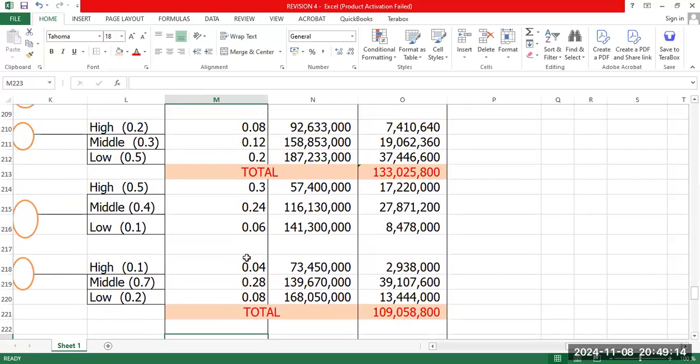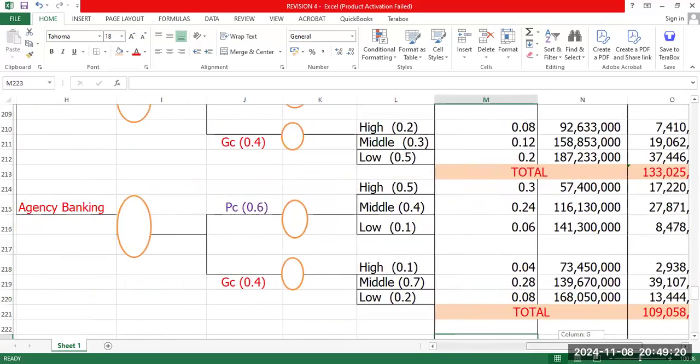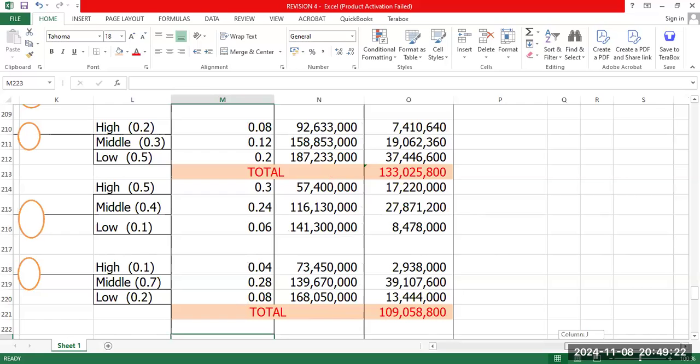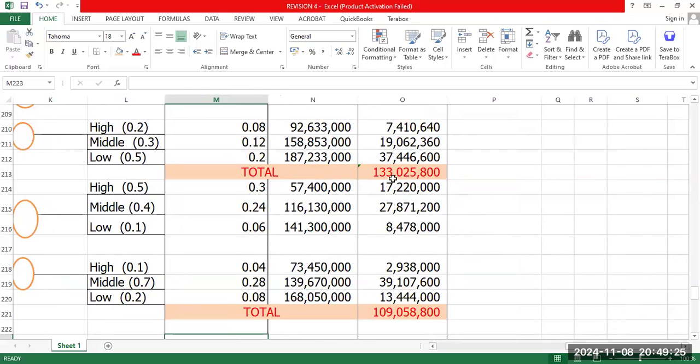So it means that you will just need to conclude and say that the expected profit from introducing mobile banking is showing you this, and shillings this from introducing agents banking.